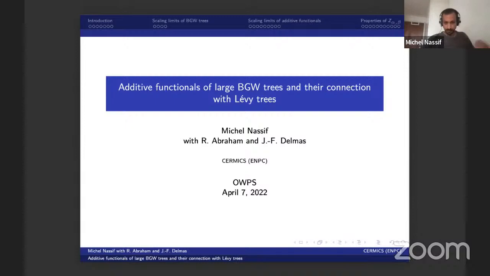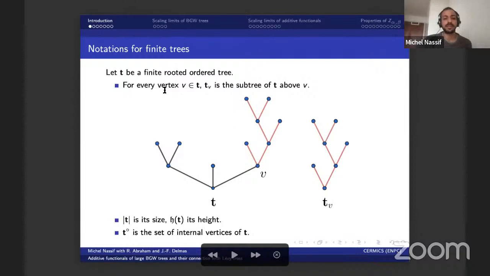So first of all, we'll start with some notations, and it's basically the same notations as Jean-François. We'll be considering finite rooted and ordered trees. For any given vertex V in the tree, I'll denote by T_V the subtree above V, consisting of the vertex V and all of its descendants, highlighted here in red. Then the cardinal of T is just its size, meaning the number of nodes. H of T is its height. So here we have a tree of height 1, 2, 3, 4. And finally, T-node denotes the set of internal vertices of T, meaning all the vertices that are not leaves. We'll be needing that later on.